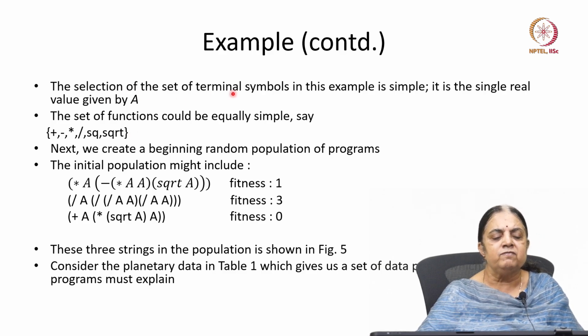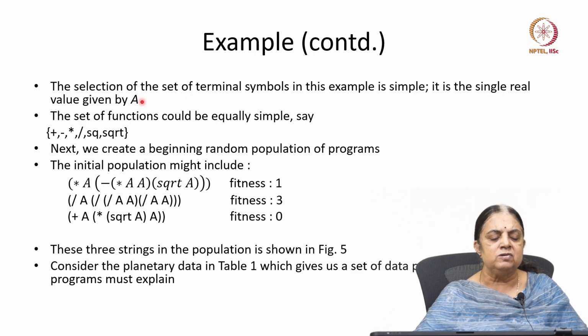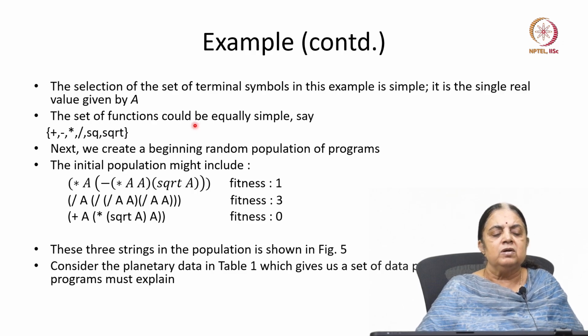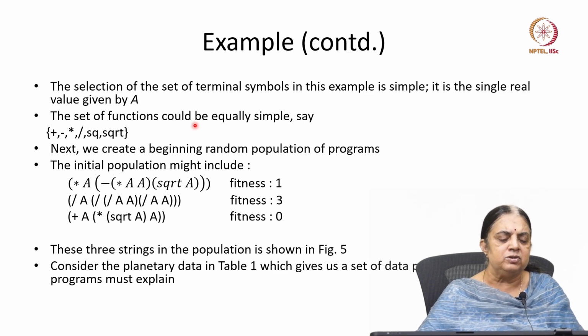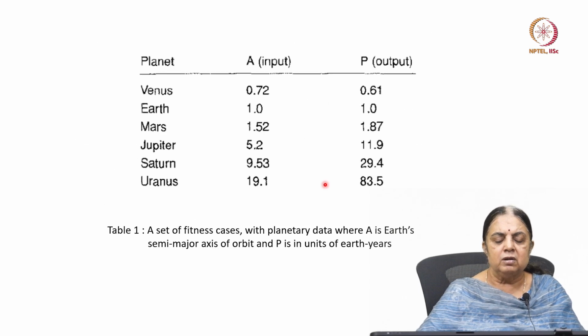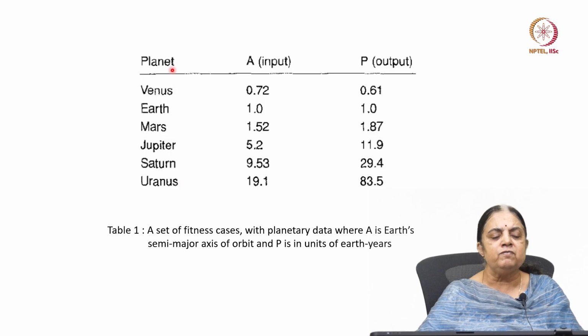What we need is a single terminal symbol here, which is a. So a is the terminal symbol we are going to use, and let's say that the set of functions is just plus, minus, multiplication, division, square and square root. This is the set of functions that we are going to use. So you randomly generate the initial population. Let's say this is the initial population we have generated, and we are given this particular table over here, which tells you, for these various planets, for a given value of a, what p we are getting.